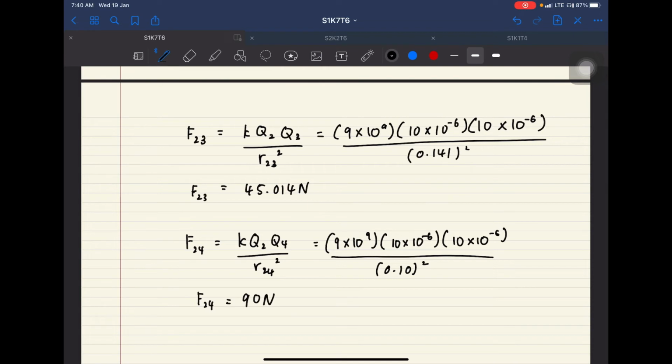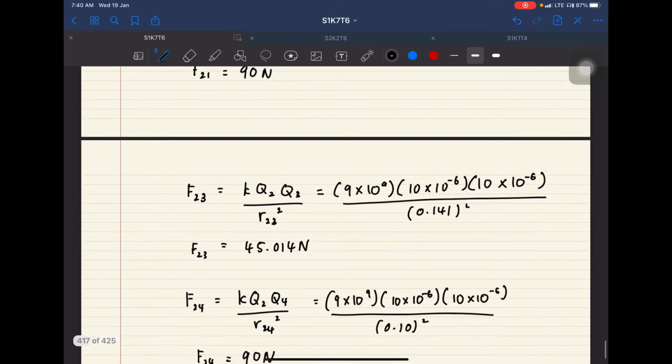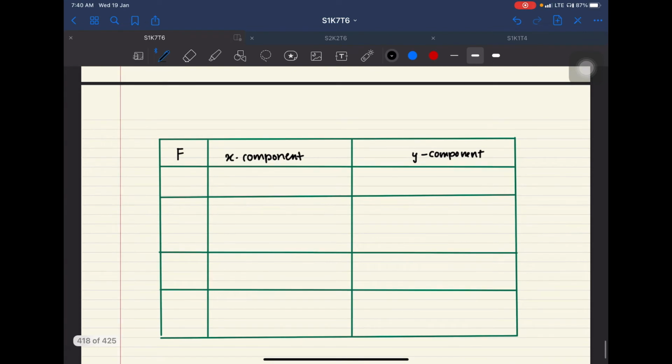Okay, so after you found these values, obviously you have to do vector addition and subtraction. The best way to do vector is to do it in a table. So I'm going to show you how to do it in the table in case you forgot. So 90, 45.04, 90. You have three different forces, F21, F23, F24, and this would be your F net at 2. Just put F2 here.